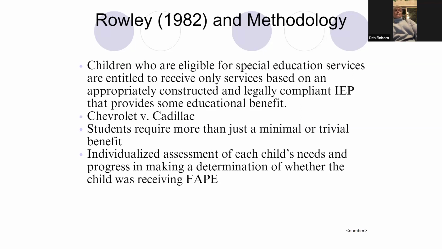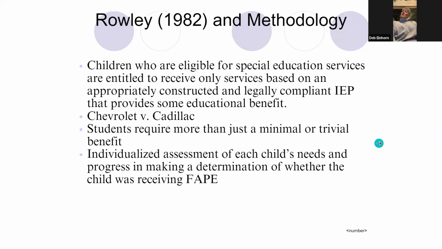There was a groundbreaking court case called Rowley in 1982 that had to do with methodology. And so what it said was that children who are eligible for special education services are entitled to receive only services based on an appropriately constructed and legally compliant IEP that provides some educational benefit. So this case, what people remember about this case is the Chevrolet versus Cadillac analogy.